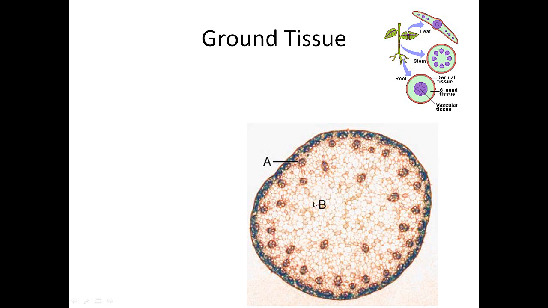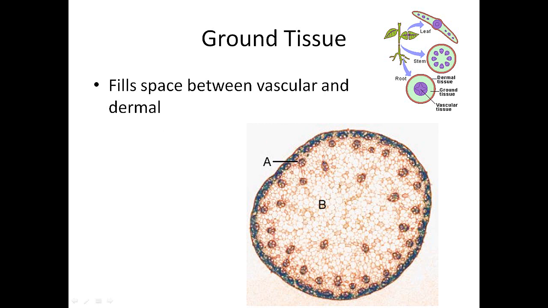Here these little bundles are vascular tissue. Everything else that you see that's not blue or these bundles is ground tissue. Ground tissue is a filler. It helps protect the vascular tissue as well as do a couple other things.